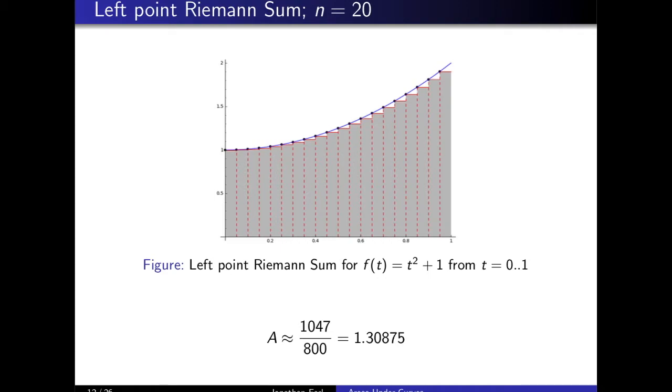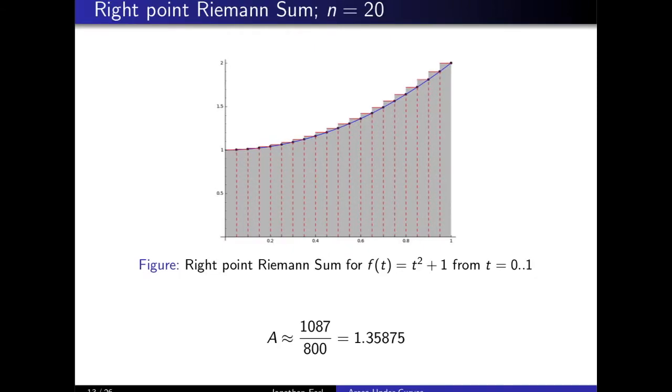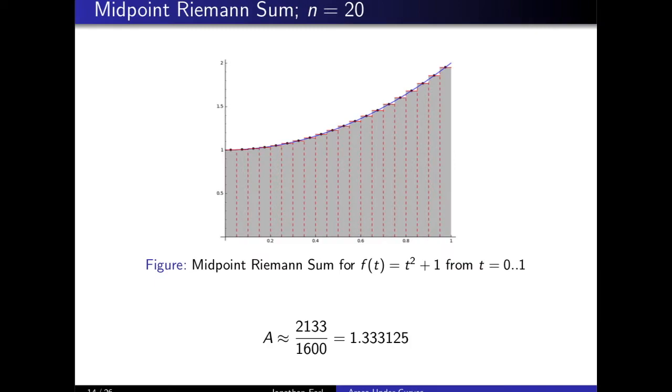And if 4 rectangles wasn't good enough for you, you could say take 20, as I have here. If you took the left point approximation using 20 rectangles, you'd get 1047/800, which is about 1.3. If you took the right points, you'd get 1087/800, which is about 1.35, 1.36, something like that. And lastly, if you took the midpoint with 20 rectangles, you'd get 2133/1600, which is about 1 1/3, a little bit less than 1 1/3.